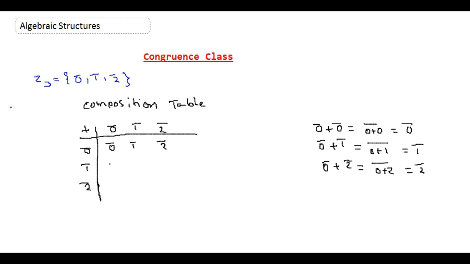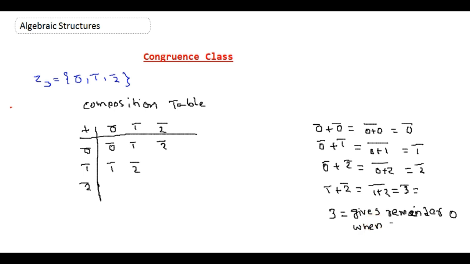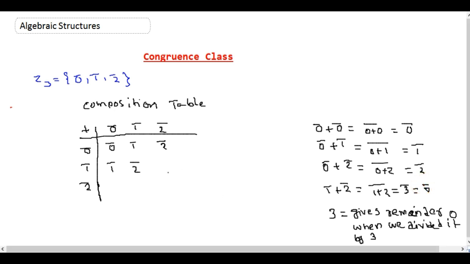Similarly, 1 bar plus 0 bar will be 1 bar, and 1 bar plus 1 bar will be 2 bar. Now what is 1 bar plus 2 bar? It is 1 plus 2 whole bar, which is 3 bar. If I divide 3 by 3, we get remainder 0, so 3 bar equals 0 bar. So we get 0 bar over here.